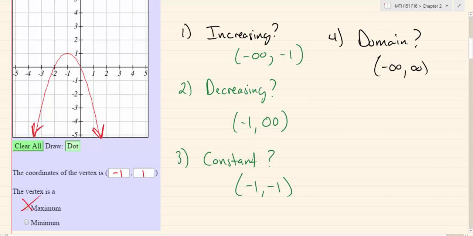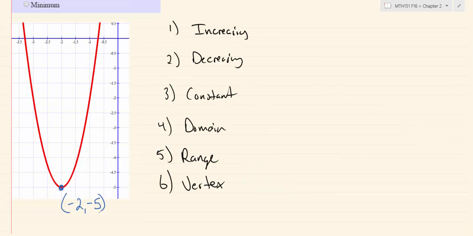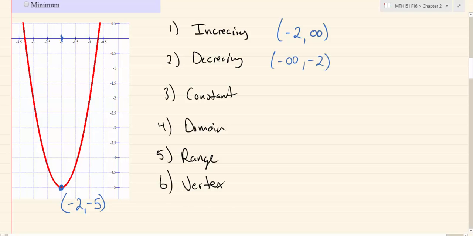All right, what's the range? Lower bound is negative infinity, all the way up to positive 1. Over what domain is the function increasing? Negative 2 to infinity, right? Where's it decreasing? Negative infinity to negative 2. Where's it constant? At negative 2.